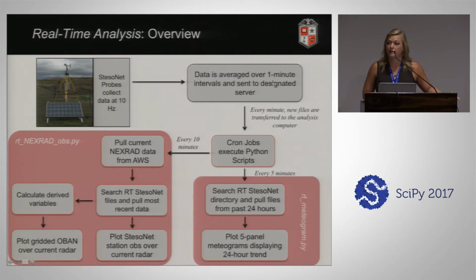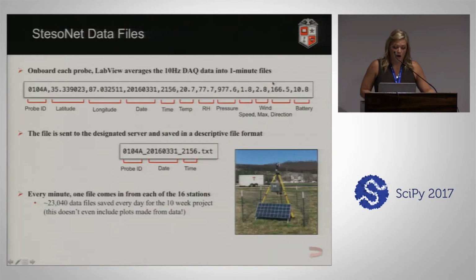So first, let's talk about the data files and how they're stored. On board each probe, LabVIEW, if you've ever worked with LabVIEW, averages the 10 hertz data acquisition data into 1-minute files. And what are these 1-minute files? Literally just a string, one line of text, providing all of our information from that 1 minute. It has probe ID, the location of it, the date and time of when that 1 minute of data was, the temperature, relative humidity, pressure, wind speed, max and direction, and the battery.